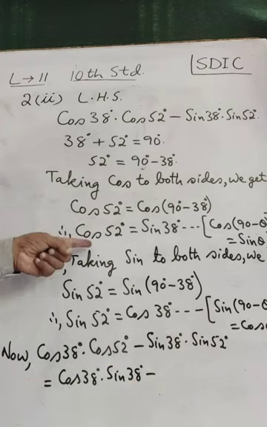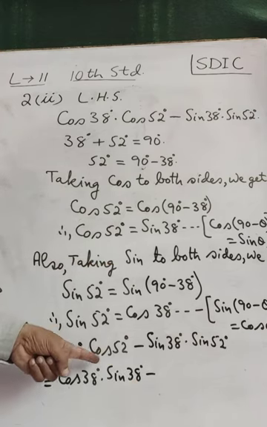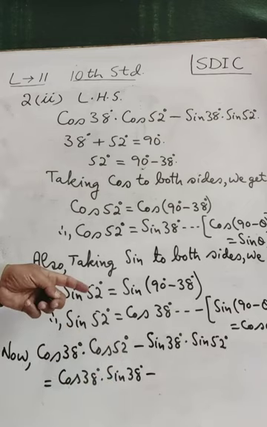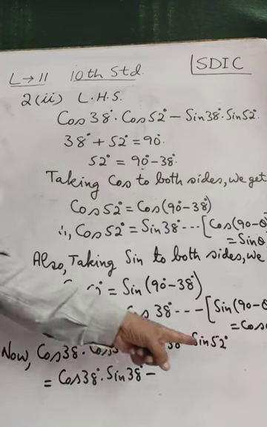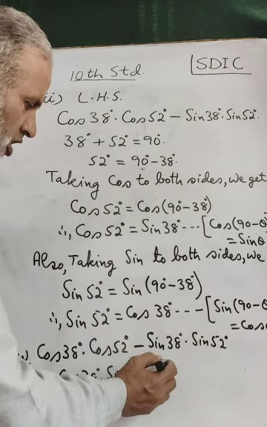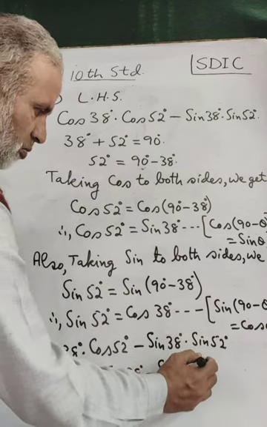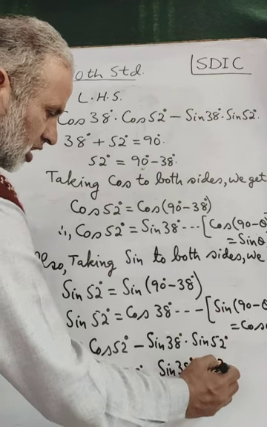Use the first relation. Cos 52 is sine 38, so replace cos 52 by sine 38. Minus. Now use the second relation. Sine 52 you have to replace by cos 38. It will be sine 38 degrees multiplied by cos 38 degrees.